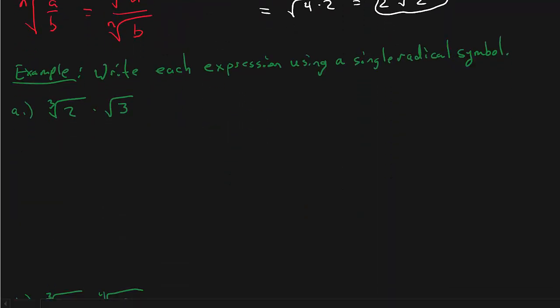All right, let's look at the next example. In this example, it says write each expression using a single radical symbol. So we want to multiply these two. Okay, let's multiply the two. So we've got the cube root of 2 times the square root of 3. Now, when we're multiplying, we don't have to have the same thing underneath the radical. But what we do need is the same index, and we don't have that here, do we? So how do we go about working these problems?